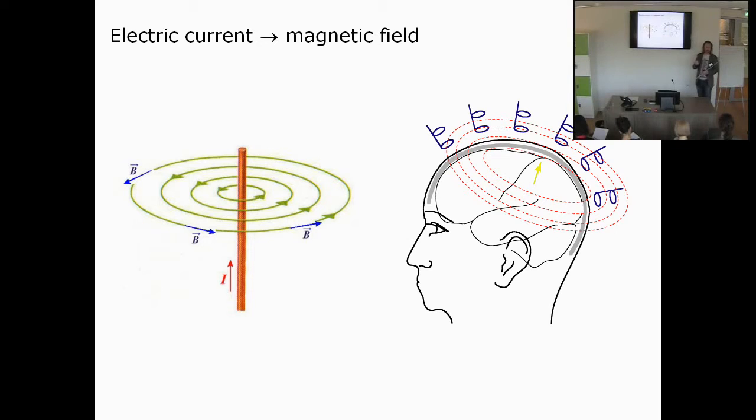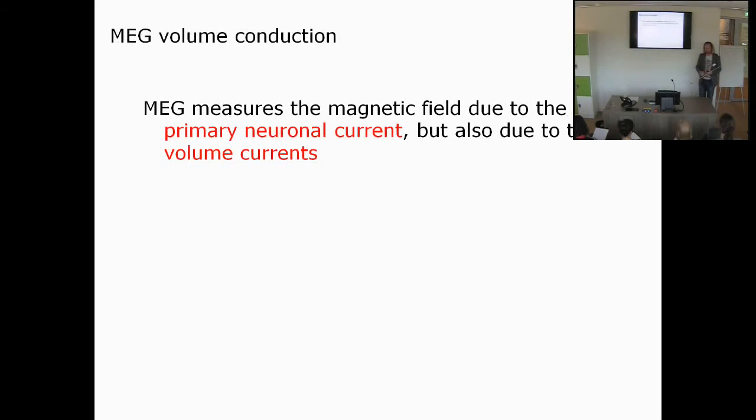However, with MEG we also have the magnetic fields of the secondary currents. At the same time as the primary current is flowing, there will also be current flowing through the whole tissue, and they also produce magnetic fields. So with MEG we measure the magnetic fields due to the primary current, but also due to the secondary currents. And it's these secondary currents for which we need volume conduction models.